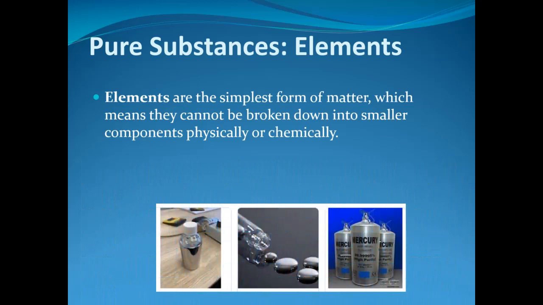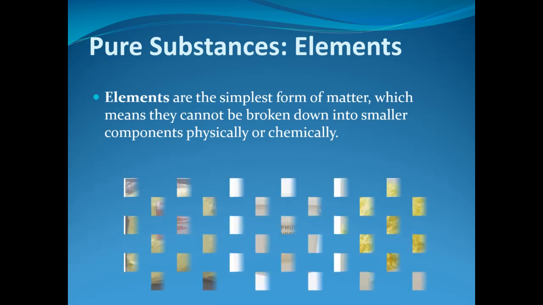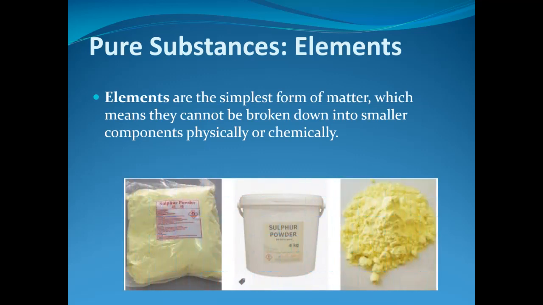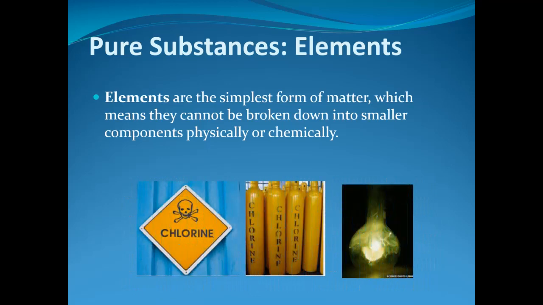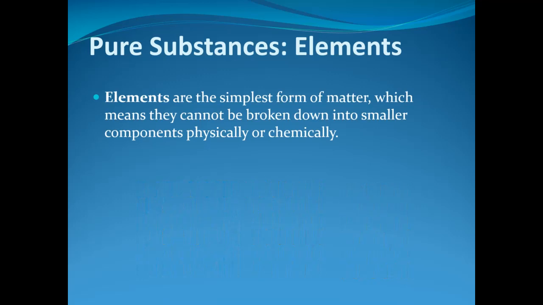There is one element that is a liquid metal, and that is mercury. Mercury is a liquid metal at room temperature. There is sulfur. Sulfur is a solid element, but in the form of a powder. And chlorine is a gas element, a diatomic molecule of two chlorine atoms. It is a gas. So elements can be either solids, liquids, or gases.